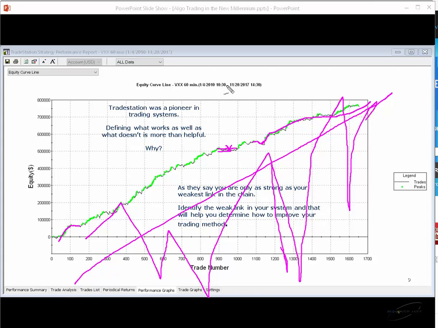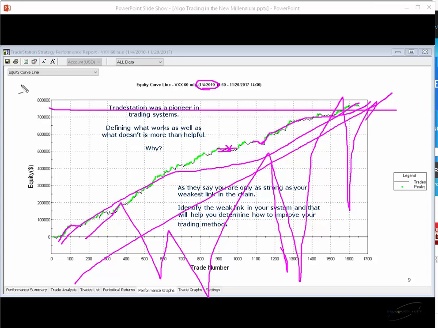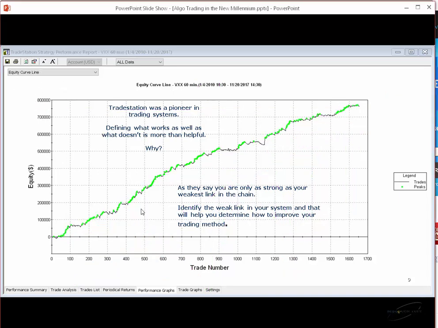By the way, this goes back since the beginning of this product in 2010. So this is the life of the history of this product based on a $100,000 starting account. And as you can clearly see, it's up over 8,000%. It's a pretty decent product to trade.